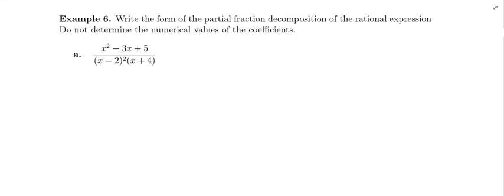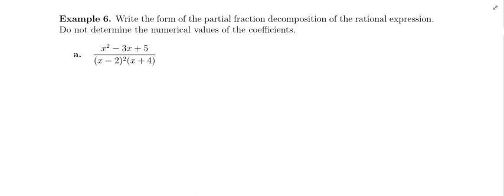Example 6. Write the form of the partial fraction decomposition of the rational expression. Do not determine the numerical values of the coefficients. All right, so what I have prepared in example 6 are 6 rational expressions that we are just going to set up the partial fraction decomposition for. We will not solve for the coefficients. We are simply practicing how to set these problems up, because oftentimes that is the most difficult part of the problem. So we are just setting each one up for partial fraction decomposition.